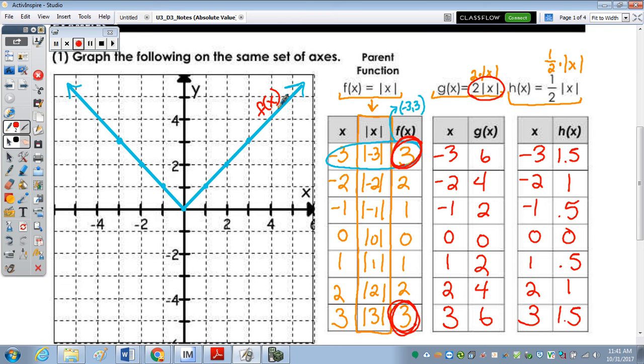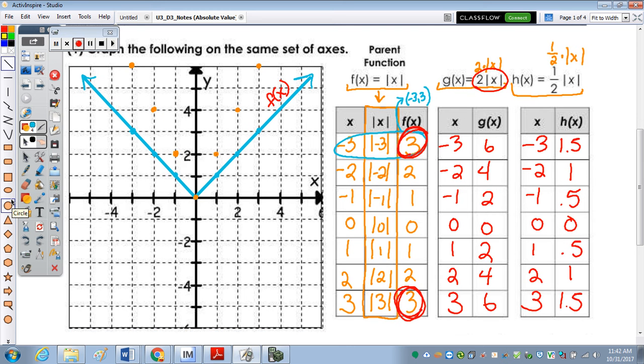So I'm going to graph, well first I'm going to label this f of x. Now I'm going to graph g of x, and I'll do that in orange. So -3, 6, -2, 4, -1, 2, 0, 0. And the right side is the same y, just opposite x. So now I'm going to graph that.